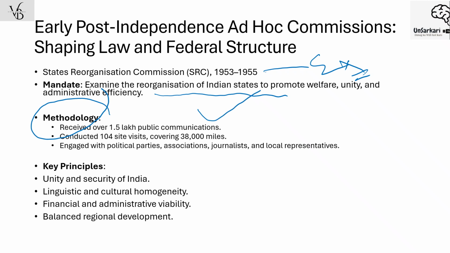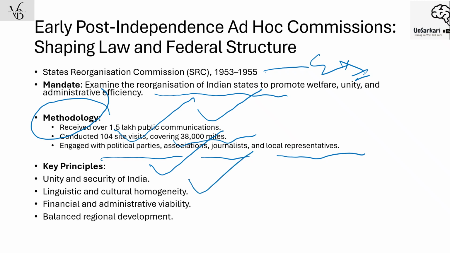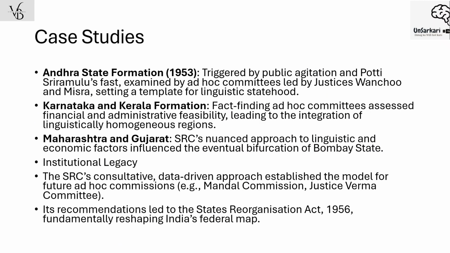Public communication was there, and field visits were there, covering 38,000 miles, visiting political parties, associations, journalists, and local representatives. That means the role of civil society. The key principles were unity and security of India, linguistic and cultural homogeneity, financial and administrative viability, and balanced regional development, which are at the core of the ad hoc committee's work.